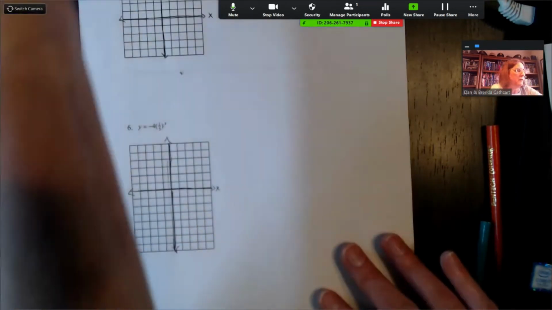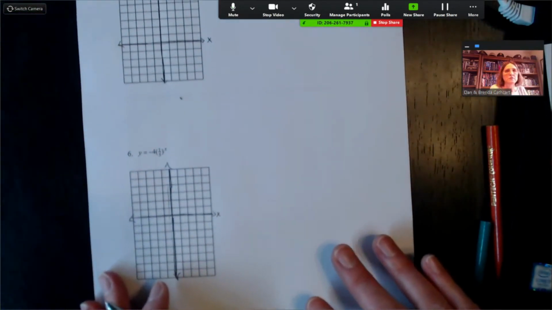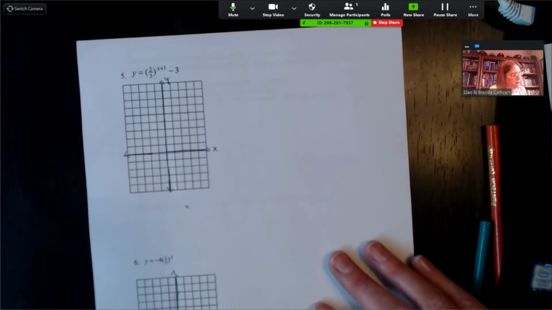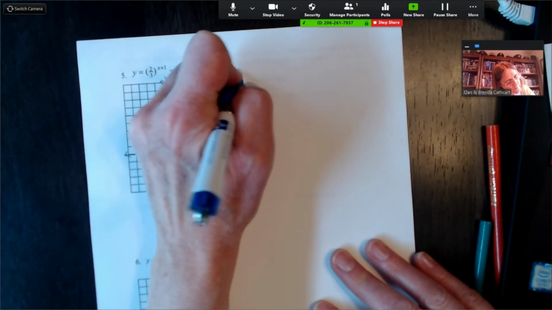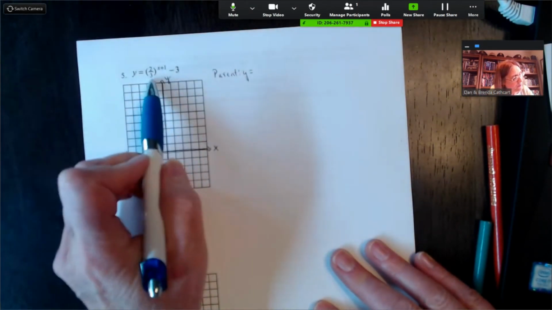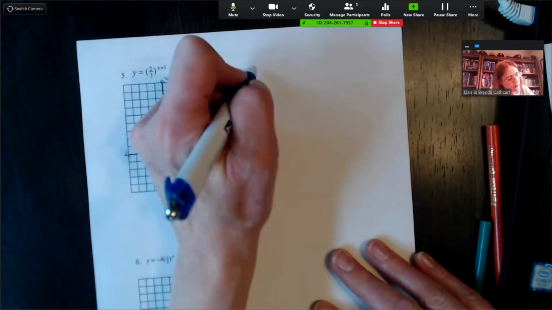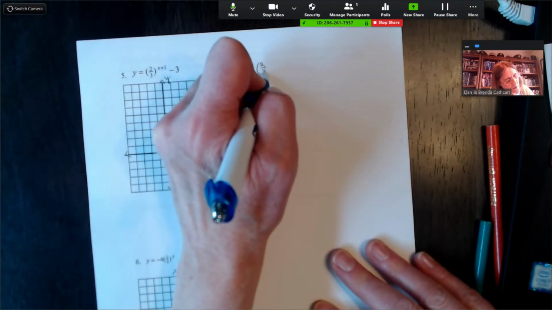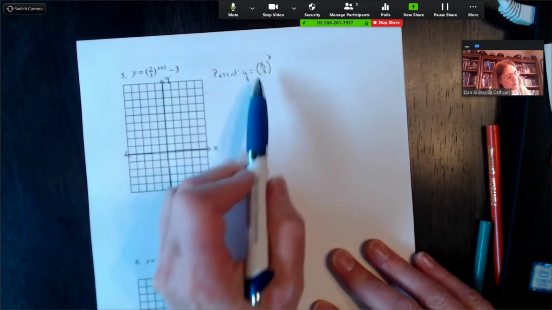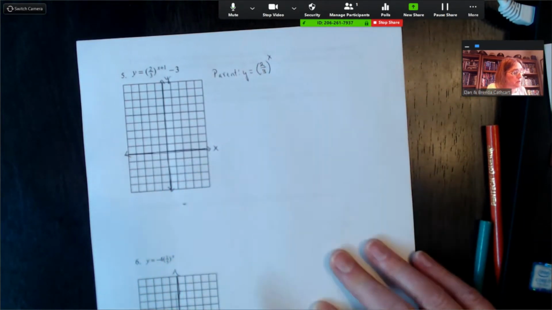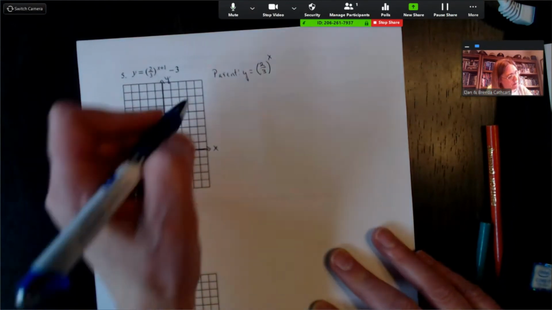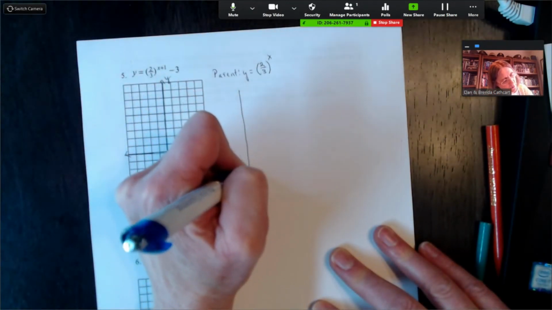Okay, let's go to another graph. Starting again with the parent function. Our parent function this time is y equals 2/3 raised to the power of x. So that's the quantity 2/3. When you're using parentheses, all of 2/3 needs to be in the parentheses and the whole thing to the power of x. Okay, so let's graph some points here.